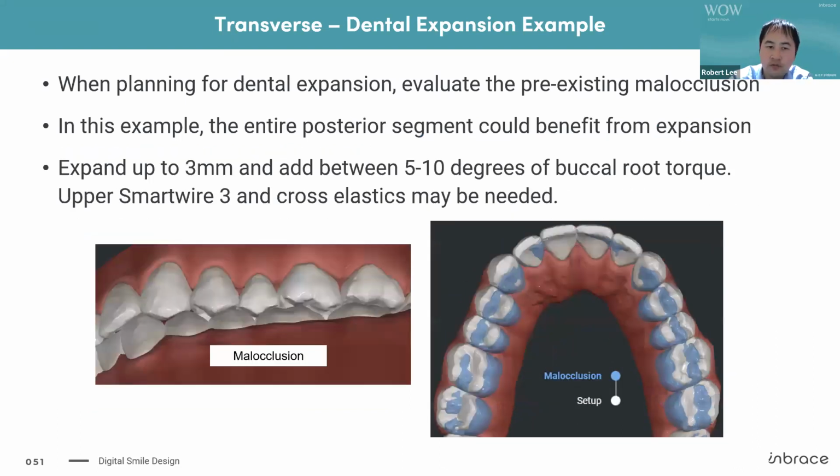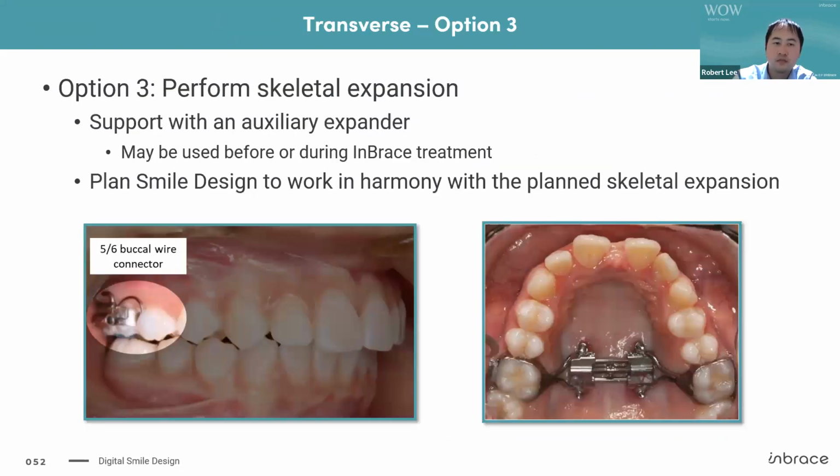Now, if you needed to do a full arch expansion, so say in this case, upper 3 to 7 now all needs to expand because you have some tight buccal overjet. Here is where I would say, okay, let's overcorrect both sides by 3 millimeters. Let's add about 10 degrees of buccal root torque on the upper 6s and 7s. Let's add about 5 degrees on the upper 4s and 5s. And we're going to go up to upper SmartWire 3, let that express for at least 8-10 weeks. And then let's see if we need to run some cross elastics as well.